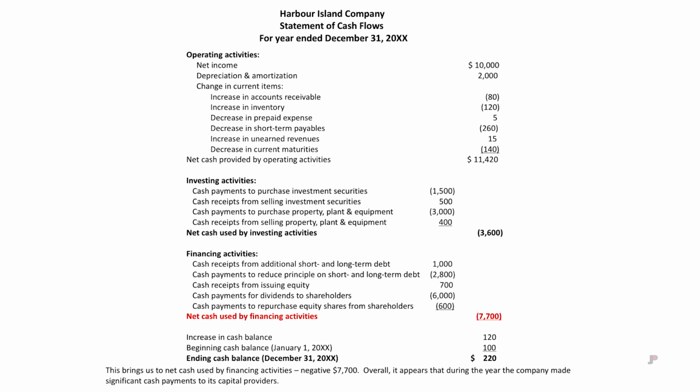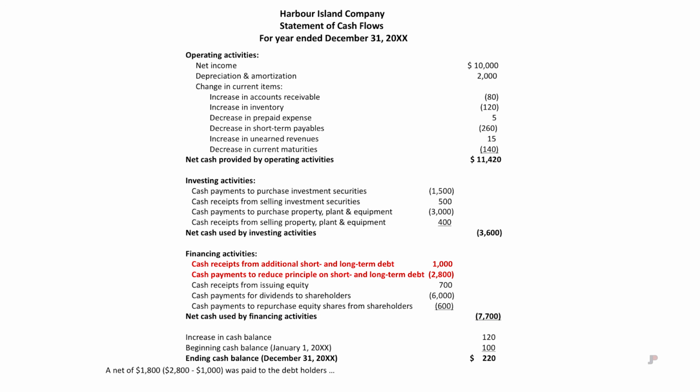Overall, it appears that during the year the company made significant cash payments to its capital providers. A net of $1,800, $2,800 minus the $1,000, was paid to debt holders, and a net of $5,900, $700 less $6,000 less $600, was paid to the equity holders.